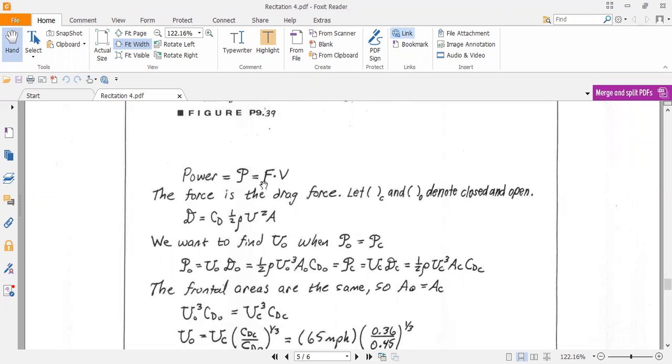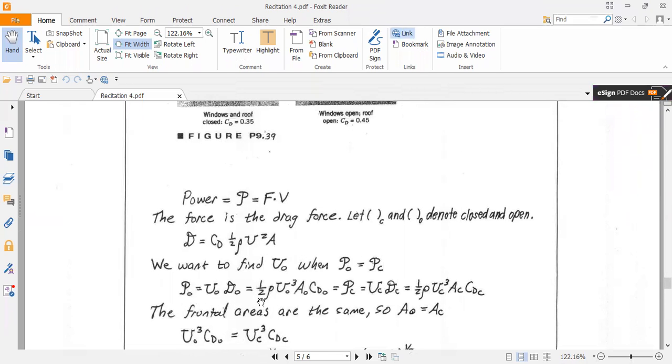Because F and D are the same. So U naught, D naught. This is for the open car, and we're calculating the power. Power equals U multiplied by F. So F is replaced by D, because drag force is the force that should be used. So then use the value of D naught equals to here. Now this will be the same as the power needed for the closed car. So for the closed car, power is PC, and that can be written as UC DC.